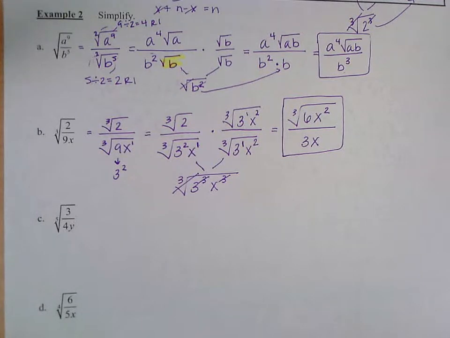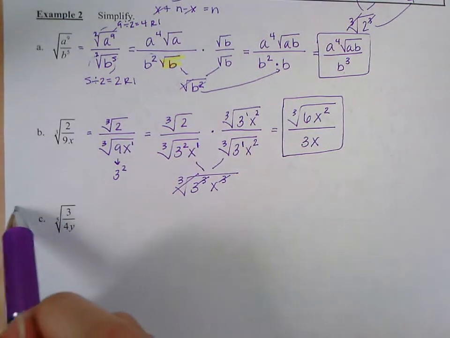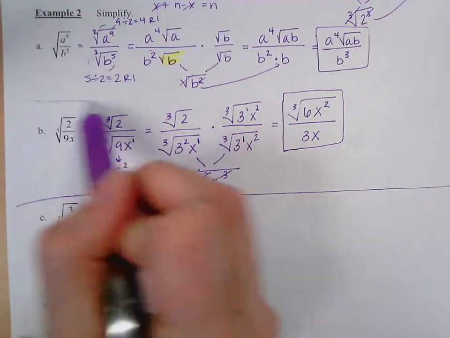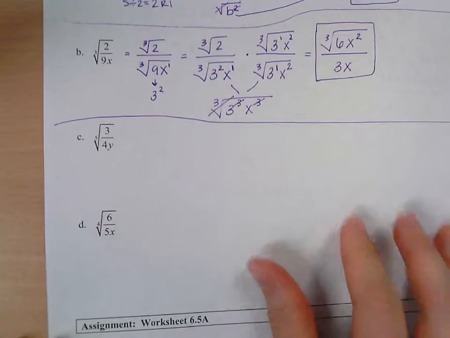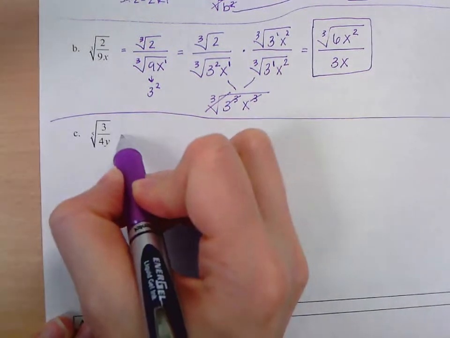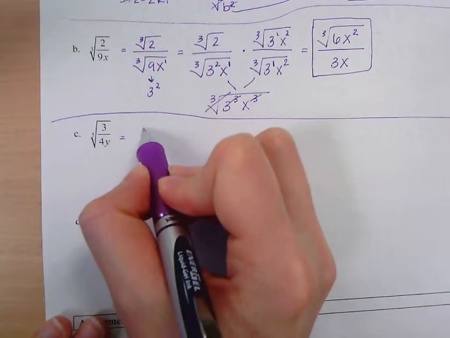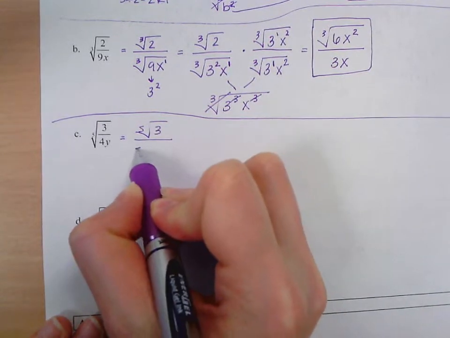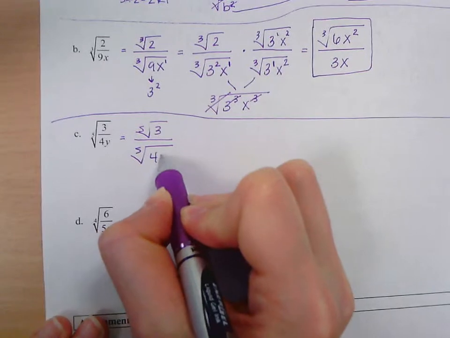Okay, so let's look at C together also. When they're not square roots, they tend to be a little more confusing. So I have a fifth root in this one. If I break this apart, I have the fifth root of 3, and I have the fifth root of 4y.